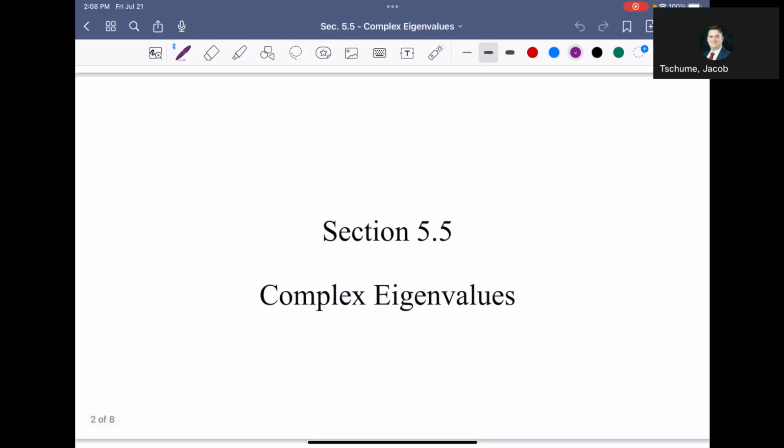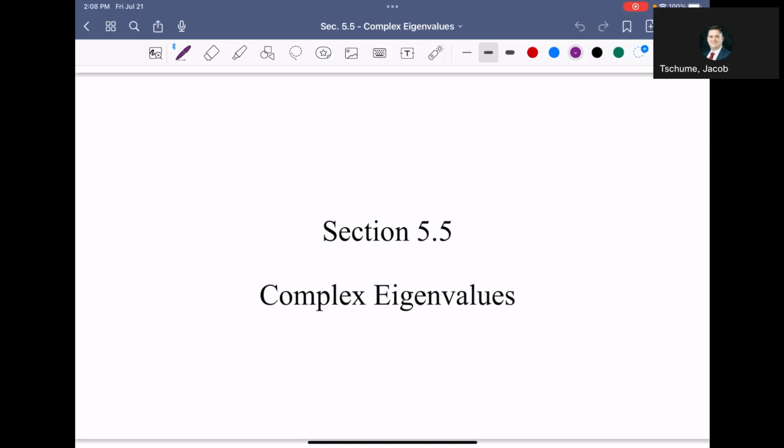All right, we are going to continue on in chapter 5, and we are going to be moving into section 5.5, which is titled Complex Eigenvalues. So in this section, we're going to kind of repeat the process that we did in the 5.1 and 5.2 video a couple of videos ago, except now we're going to move into the idea of the complex world when eigenvalues and eigenvectors involve those types of numbers.